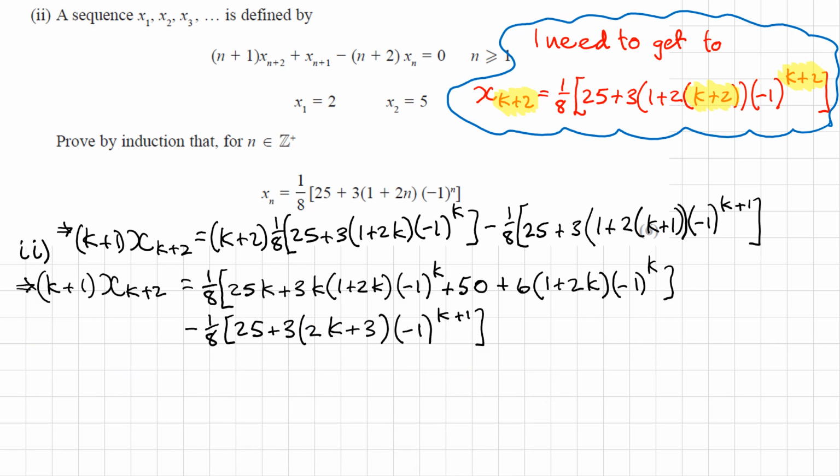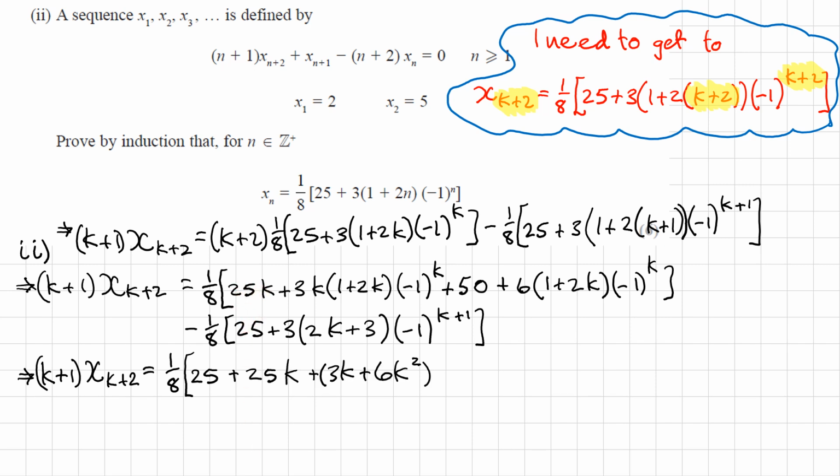My next step is just to expand these brackets here, so times everything here by k, and then everything here by 2. And then in the second set of brackets, I've just expanded this, so I've got 2k plus 2 plus 1, so I've got 2k plus 3. My next step is going to be factoring out this 1/8 and then see how much of these terms here I can simplify. So I will have 50 here minus 25, so I will just have 25. Then we have the 25k here.